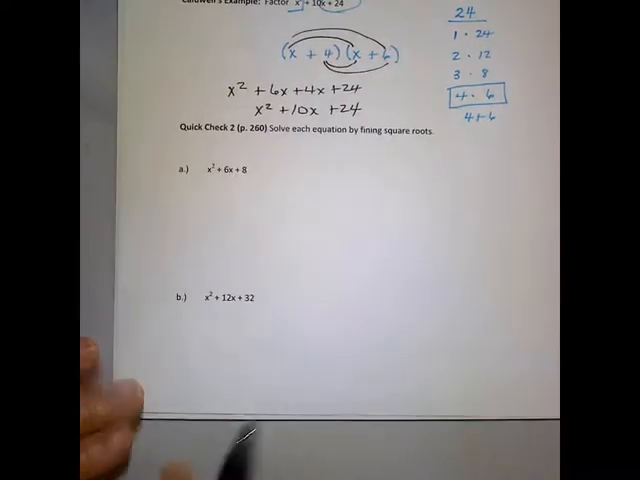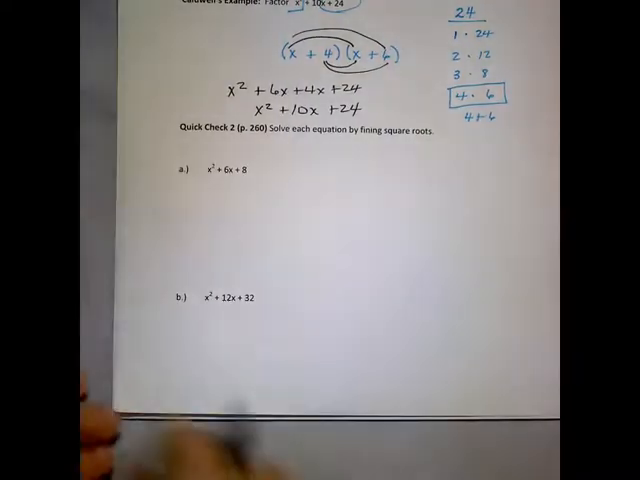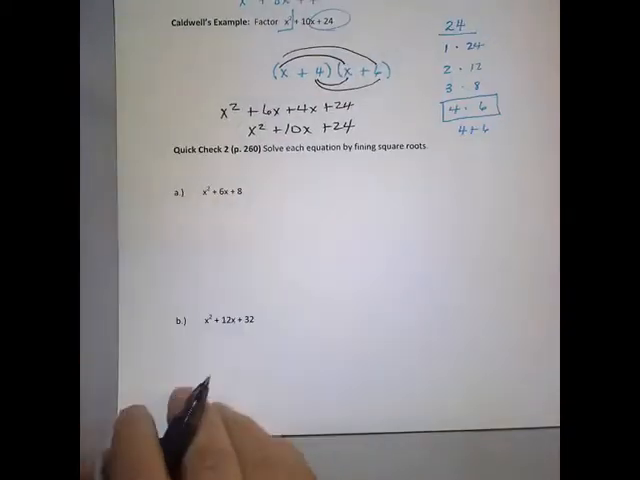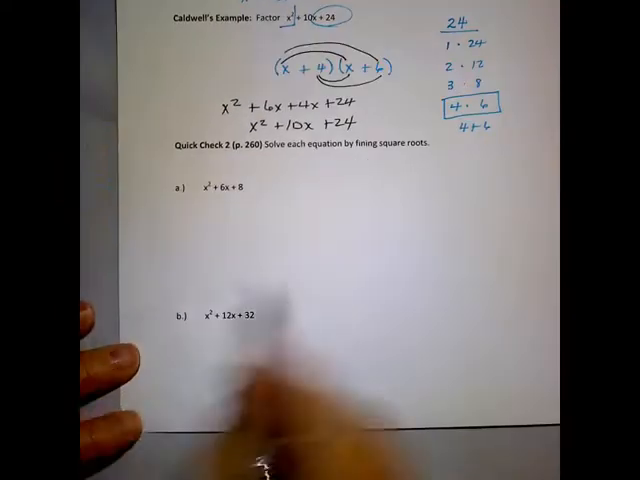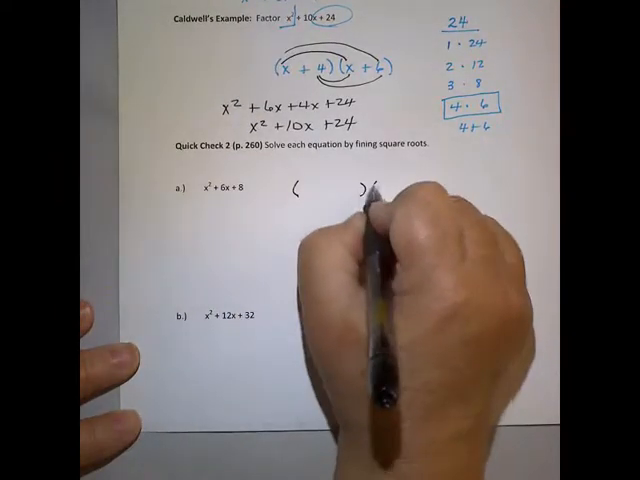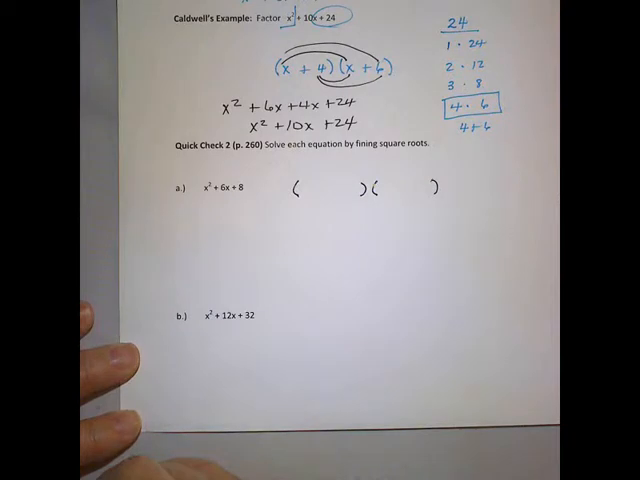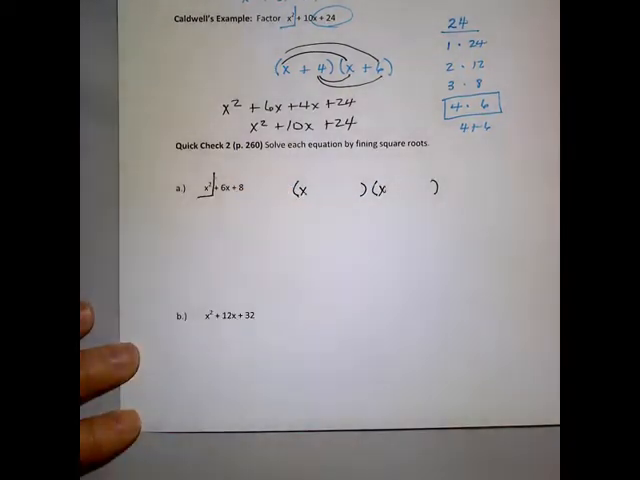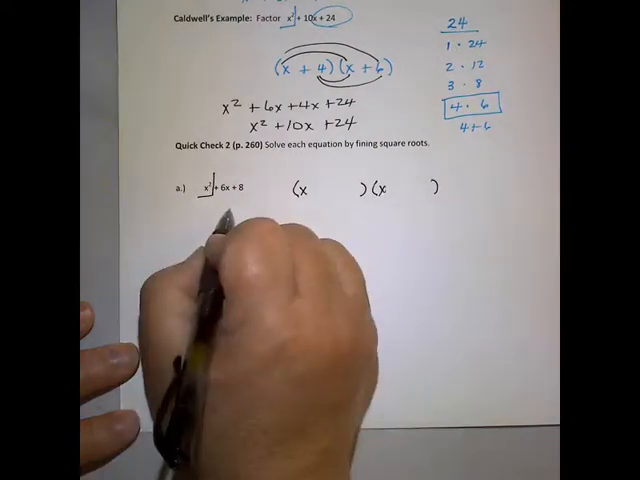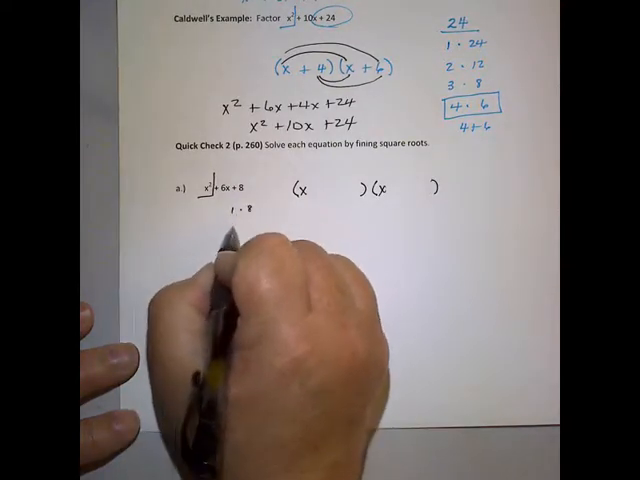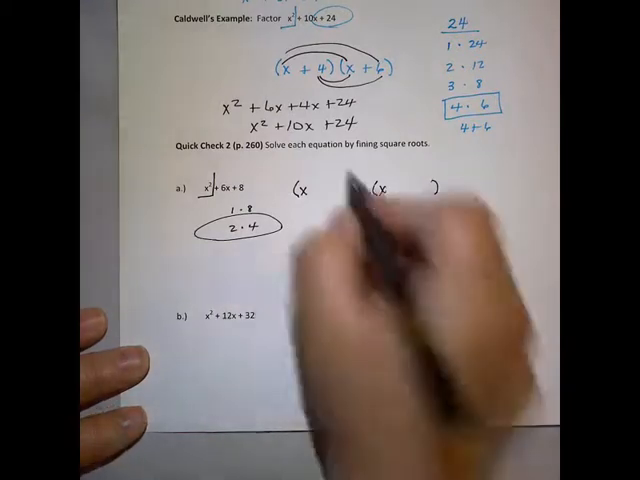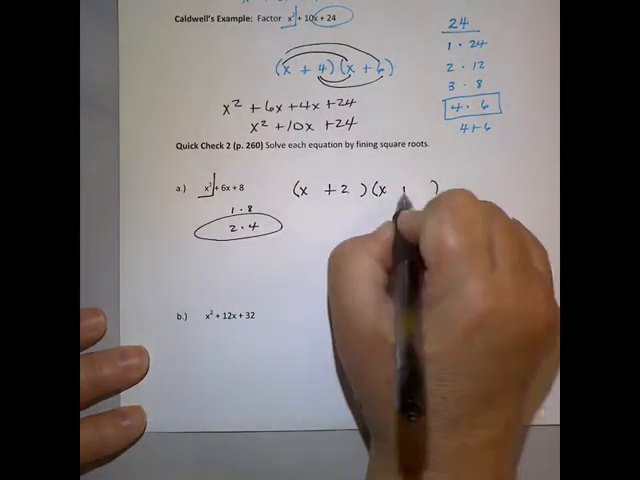Okay, quick check 2 on page 260 carries on. It's got 3 parts, A, B, and C, and that'll be all I'll do for notes today. Okay, here we go. Put down your parentheses. X times x, right? What times what is x squared? Now let's do 8. 1 times 8, 2 times 4. And the only two added together are the 2 and 4. So it'll be plus 2 plus 4.